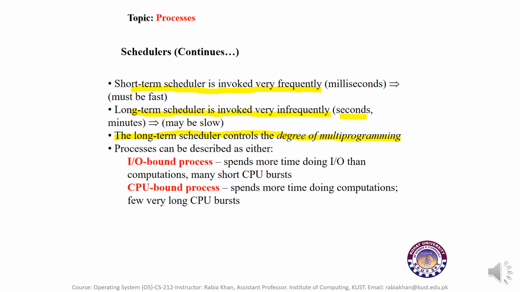Now we have two types of processes. Some processes are IO bound, which means they spend more time on IO devices and less time on CPU. And some processes are CPU bound, which means they spend more time on processing, more time on CPU, and less time on IO. So these are two different types of processes.